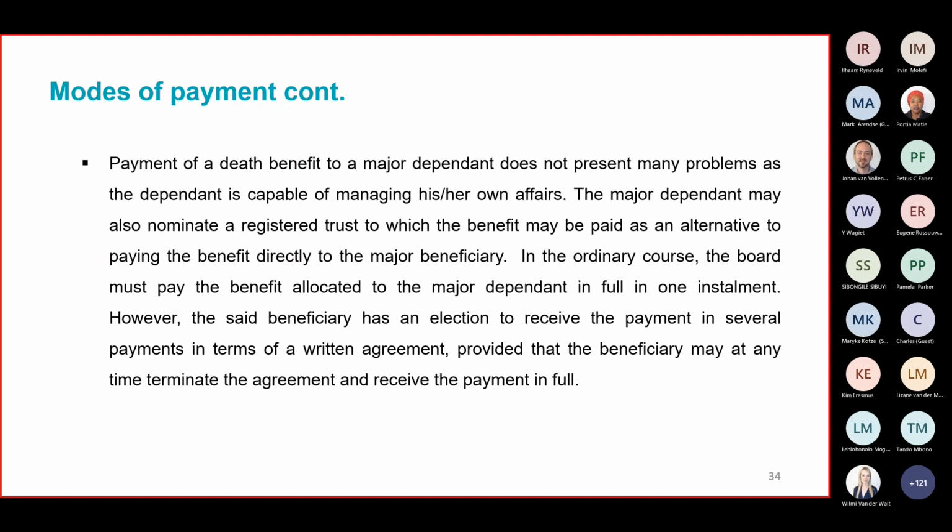The major dependent may also, as you know, nominate a registered trust to which the benefit may be paid as an alternative to paying the benefit directly to the major beneficiary. In the ordinary course, the board must pay the benefit allocated to the major dependent in full in one installment. One of the matters that spring to mind, for example, is Moralo in the adjudicator's office. However, the said beneficiary has an election to receive the payment in several payments in terms of a written agreement, provided that the beneficiary may at any time terminate the agreement and receive the payment in full.